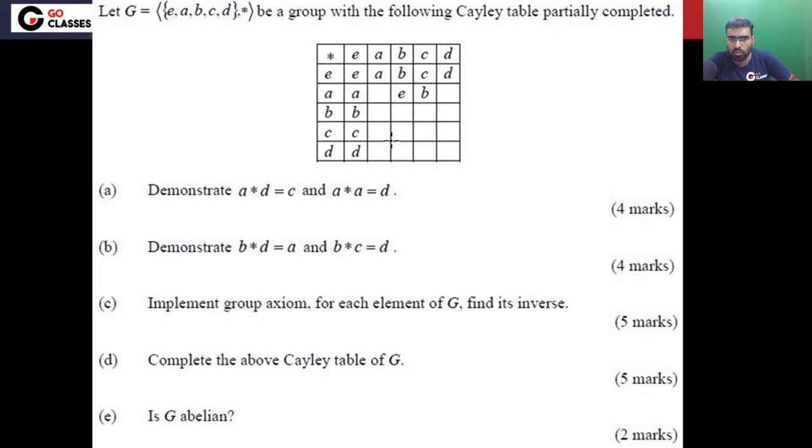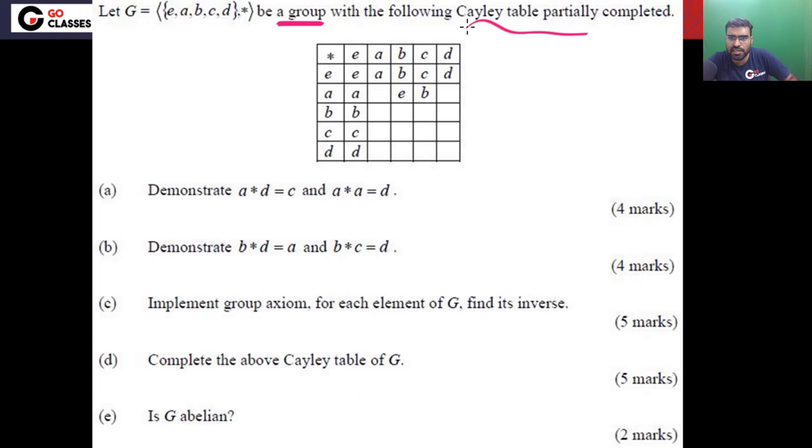It's like Sudoku. Now, what information do we have? We have the information that this Cayley table is for a group. This is very useful information, so remember it, and with this information we are going to fill this table and complete it.